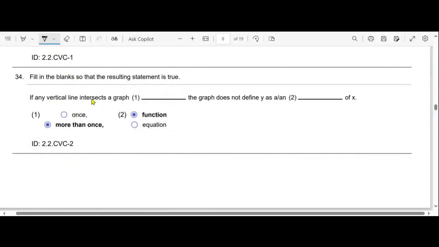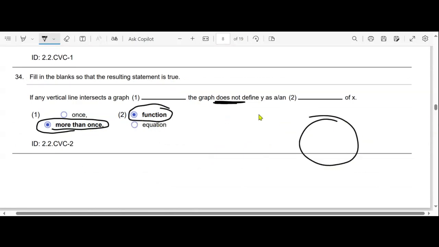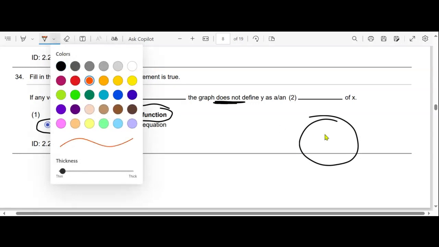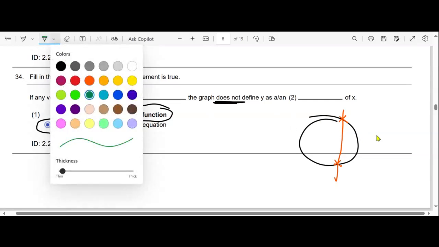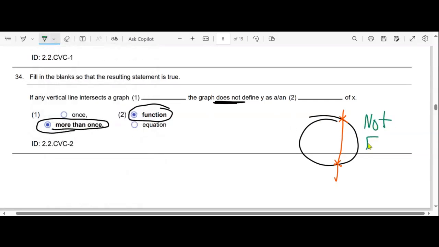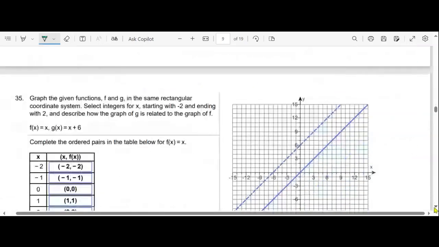If any vertical line intersects a graph in more than one point, the graph does not define a function. It's not a function. So if I have a graph like this, and you have a vertical line test like this, it cuts the graph in how many points? In 2 points. That means it's not what? Not a function. Next one.